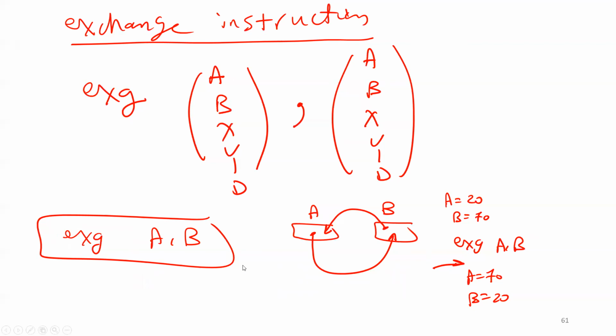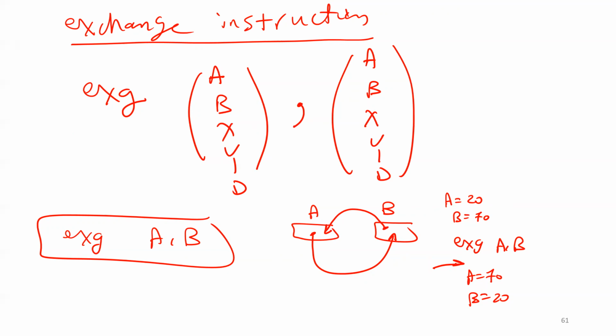You know what I mean by exchange? This is how the instruction is. You have to write EXG, and then one of these registers, comma, one of these registers. What this instruction is going to do is copy A to B and B to A. For example, if A is storing 20 and B is storing 70, and I say exchange A comma B, then after I execute this instruction, A is going to be 70 and B is going to be 20. It's simple.